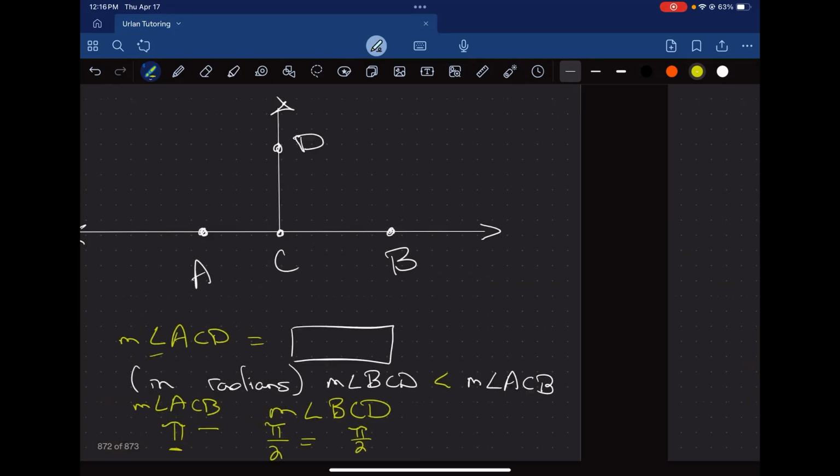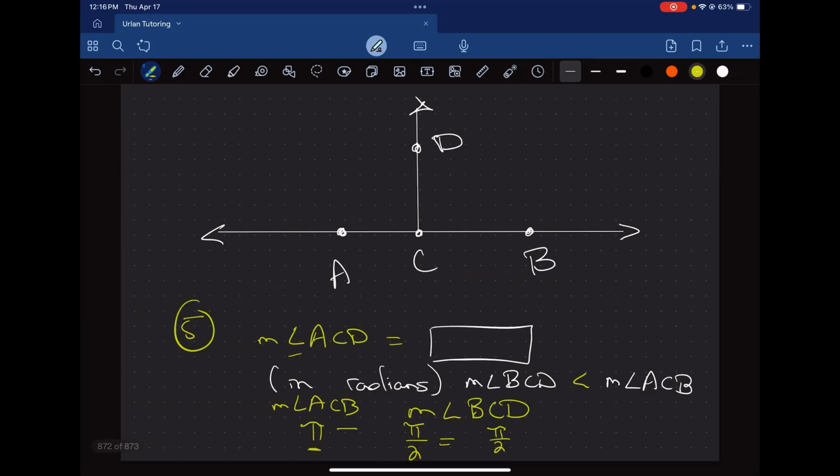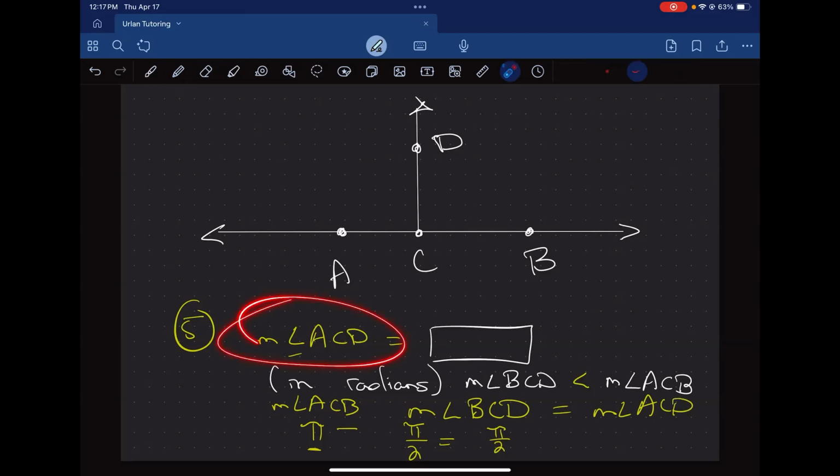Okay? So going back here, that's why the measure of the angle ACB minus the measure of the angle BCD, ACB minus BCD, is equal to ACD. So this is equal to the measure of the angle of ACD, which is what we're trying to find right here. So the answer is going to be pi over 2 radians.